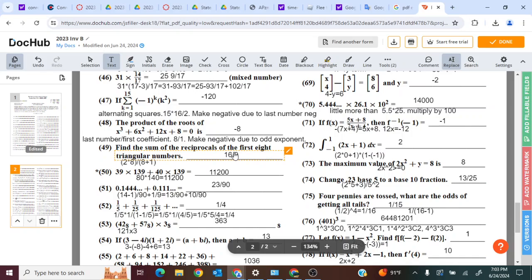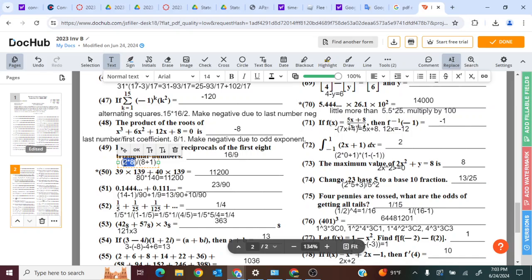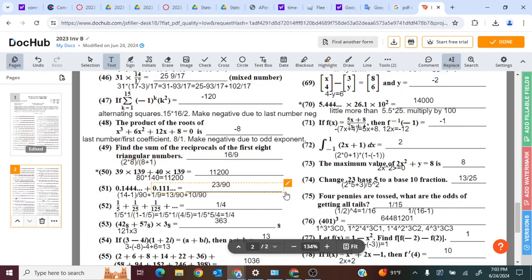Find the sum of the reciprocals of the first 8 triangular numbers. Sum of the reciprocal of triangular numbers, 2 times your last number over 1 plus your last number, 16 over 9. That's one of the few things I can't prove, but it's easy enough to remember. I could probably prove it if I wanted to take the time to do it.